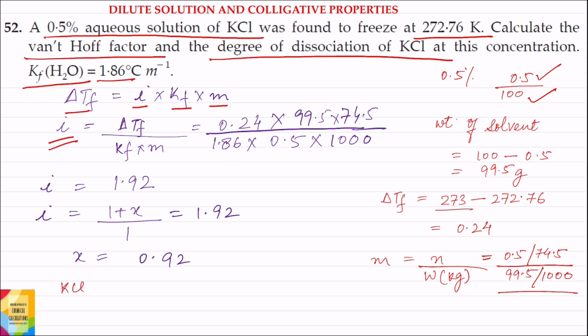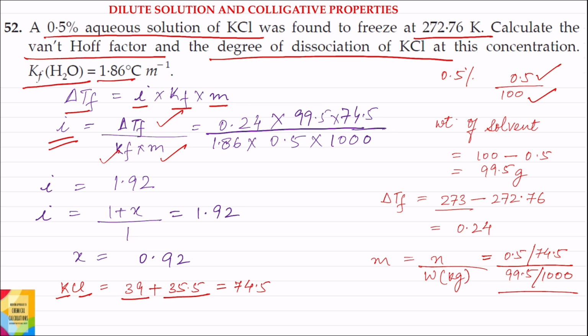KCl का molecular weight हो जाएगा atomic weight of potassium, that is 39, plus atomic weight of chlorine, that is 35.5. 1 molecule of KCl में 1 atom of potassium and 1 atom of chlorine present है. Therefore, atomic weight of potassium plus atomic weight of chlorine will give the molecular weight of KCl, and this is equal to 74.5 gram per mole.